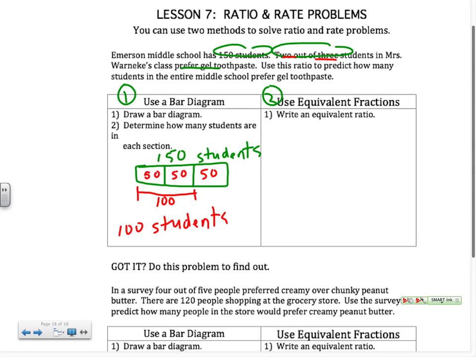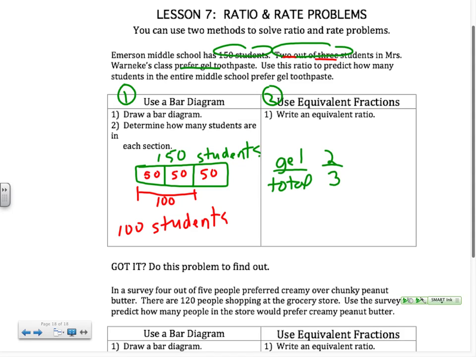Write an equivalent fraction. So what 2 things are being compared? Students who prefer gel, what their preference is. I'm just going to write gel. And the total amount of students. I always like to put the words in so I don't get my numbers mixed up. So 2 out of a total of 3 is my ratio.